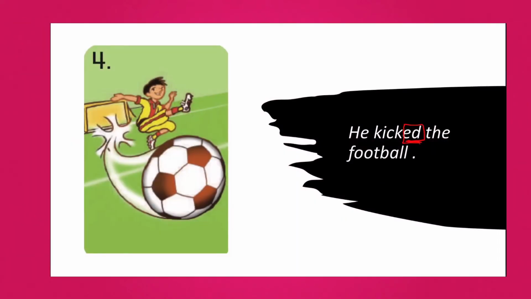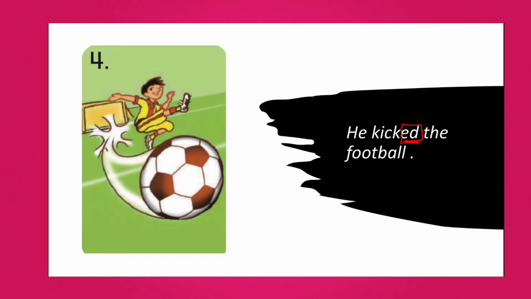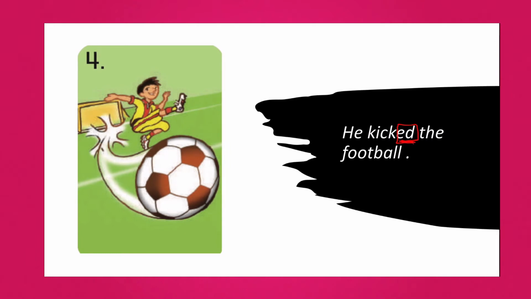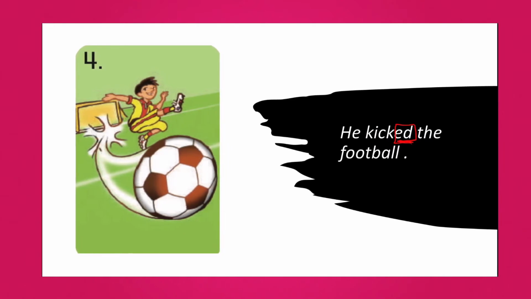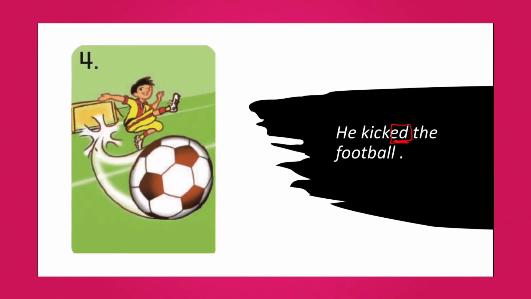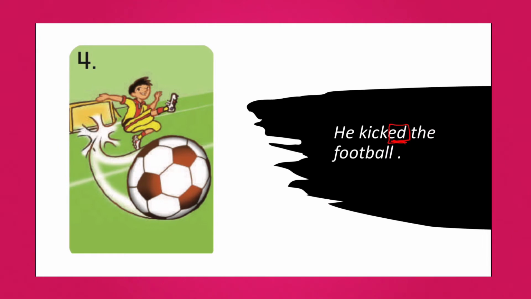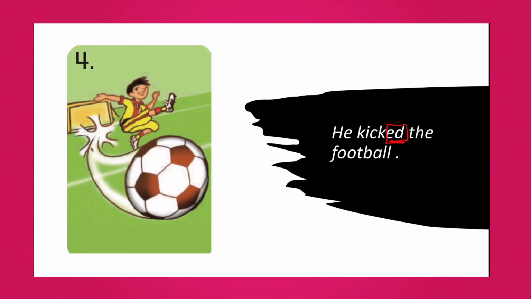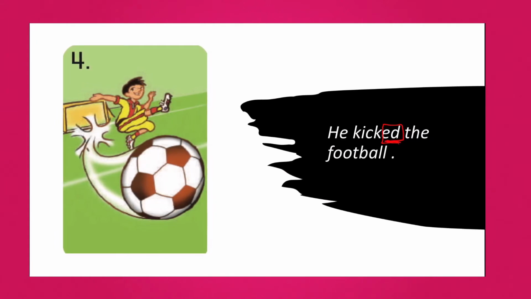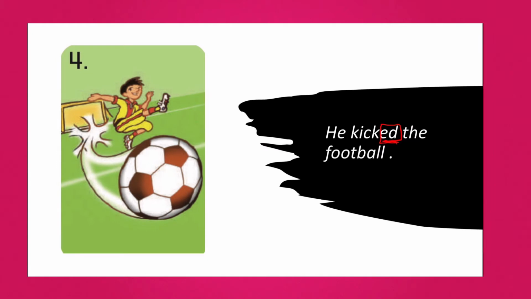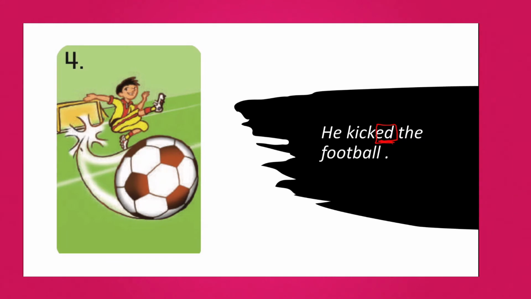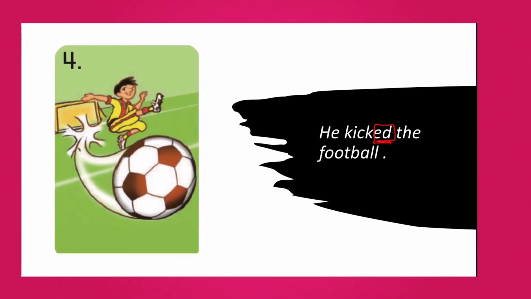Okay, so this boy, what did he do? He kicked the football. Okay, so this is the football, and the boy, what did he do? He kicked the football. Kicked. So as if we're pronouncing the ed, it's pronounced here kicked, as if it's a t. When we pronounce it, we say it to make it light. So he kicked the football.